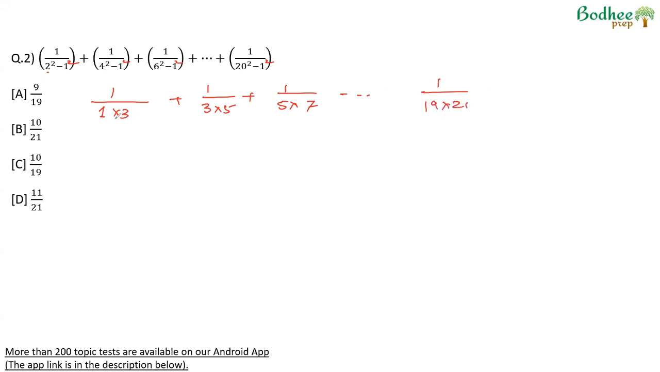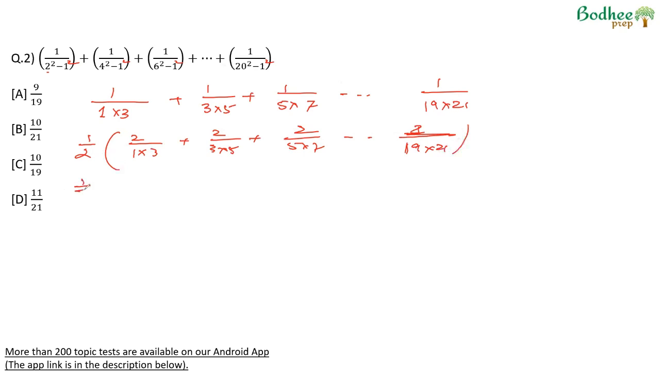Now, the difference of the factors in each denominator is 2. So if I multiply and divide this entire thing by 2, we'll get 1 by 2 into 2 upon 1 into 3, plus 2 upon 3 into 5, plus 2 upon 5 into 7, and so on till 2 upon 19 into 21.